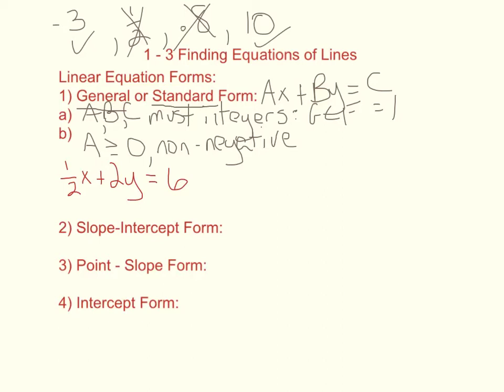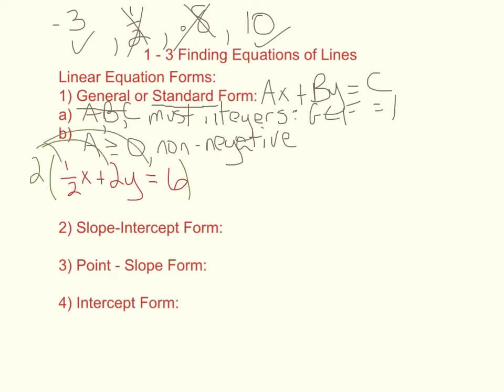Well, let's see here. Are the conditions met? First condition, A, B, and C must be integers. Well, A is 1/2. So right away, we've got a problem. If it's not an integer, how do you make it an integer? Well, the question is, how do you kill fractions? In math, it's real easy. You multiply by the common denominator. And since there's only one fraction, the common denominator is 2.